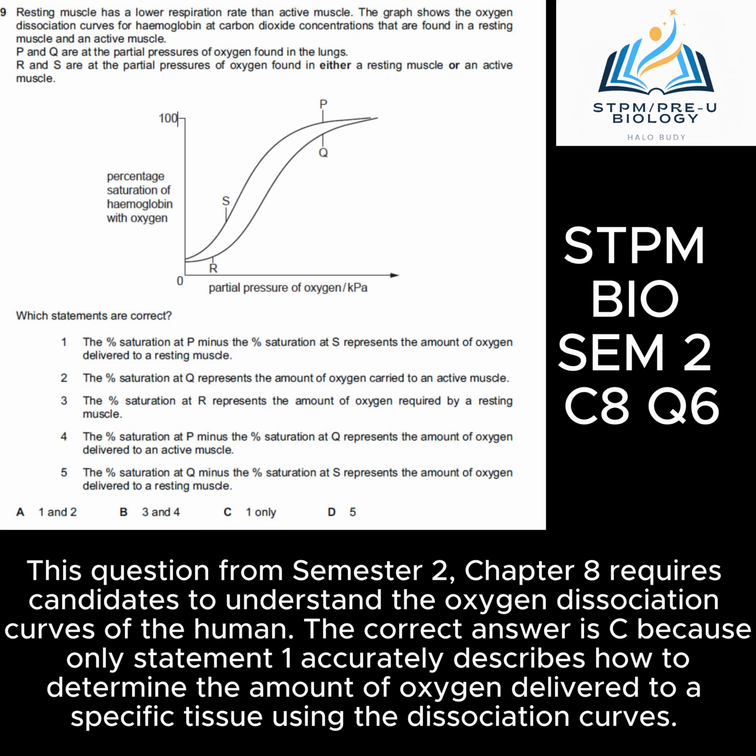This question from Semester 2, Chapter 8 requires candidates to understand the oxygen dissociation curves of the human. The correct answer is C because only Statement 1 accurately describes how to determine the amount of oxygen delivered to a specific tissue using the dissociation curves.